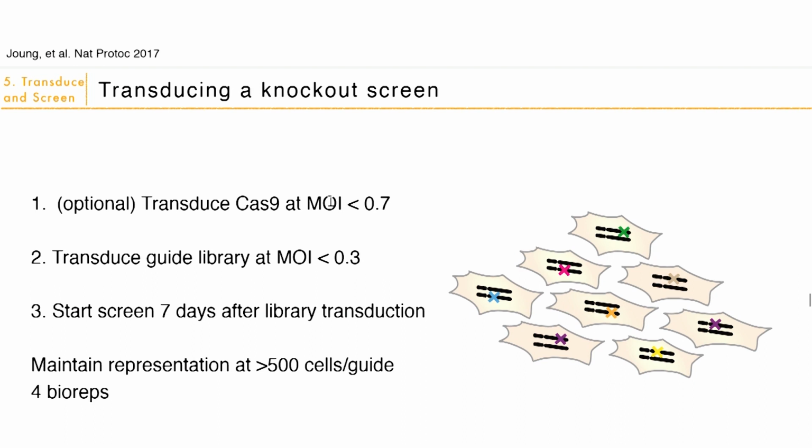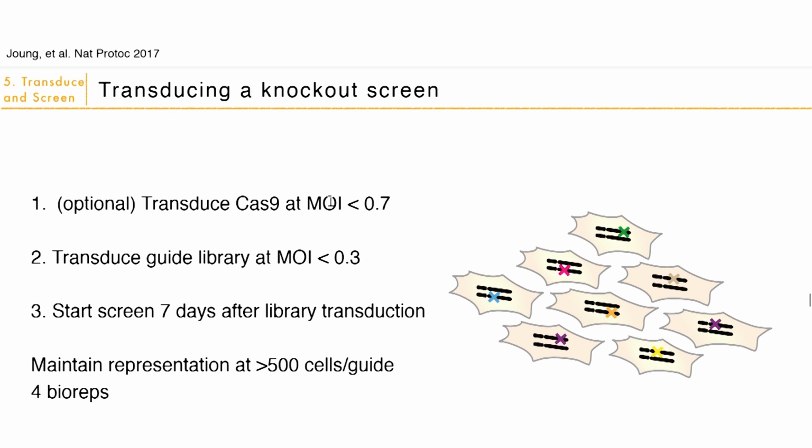To give you an example, for a knockout screen, if you are using a 2-vector system, you would introduce the Cas9 at an MOI of less than 0.7. For Cas9, it's less important that you use an MOI of less than 0.3 because you don't really care if one cell has multiple copies of Cas9. And then again, you transduce the guide RNA library at an MOI of less than 0.3. For knockout screens, we typically start the screen 7 days from the start of the library transduction because this is where the indels will saturate after 7 days. And then during the screen, you can maintain representation at 500 cells per guide RNA.